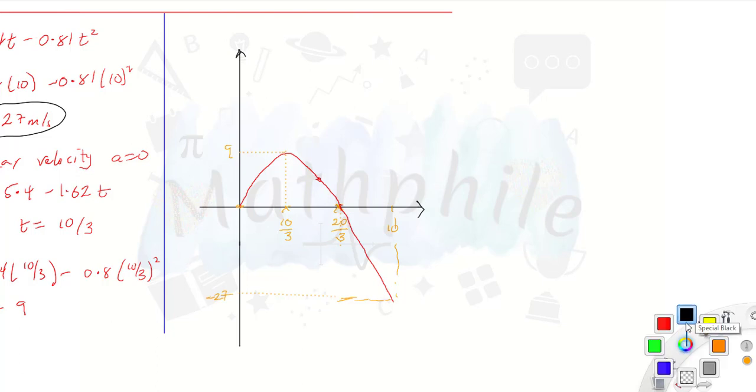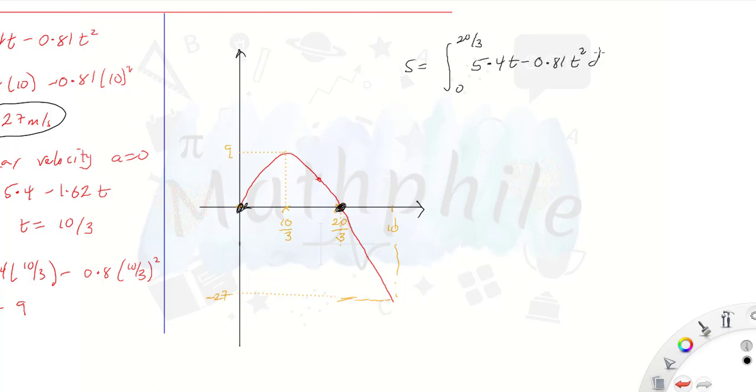So you can set up this by saying that the distance is going to be the integral from 0 to 20 over 3. That is from this side to this side. That is the area of that shape. What's the velocity function? I don't want to scroll back. It was 5.4t minus 0.81 t squared.